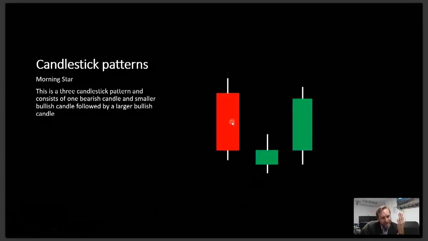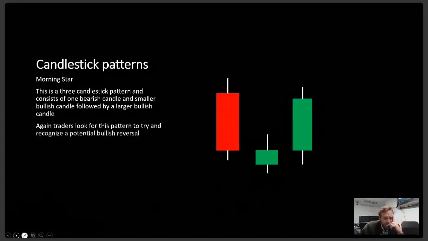So you have a bearish candle, and you have a smaller bullish candle, which is then followed by an increasing bigger bullish candle. Now, clearly, this looks like a little bit of a star pattern because it's a smaller body with slightly longer wicks. But the point of this pattern is it's got to be followed by another bullish candle, which of course is a lot larger than that candle.